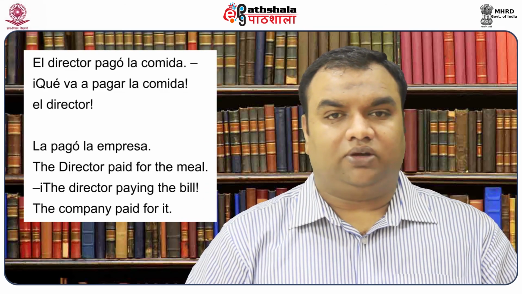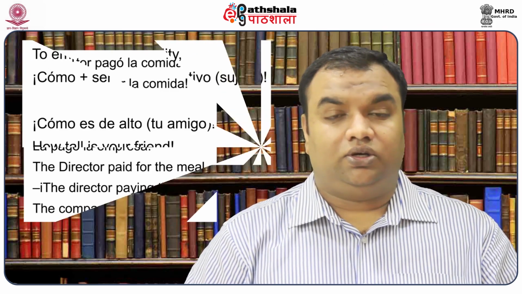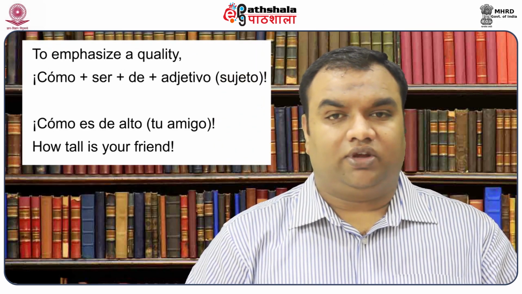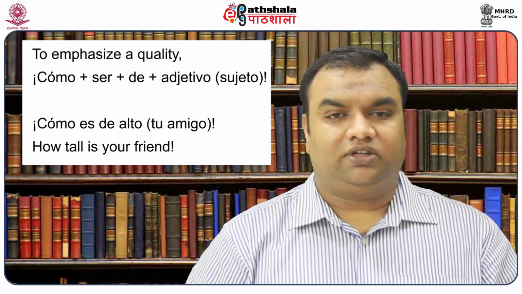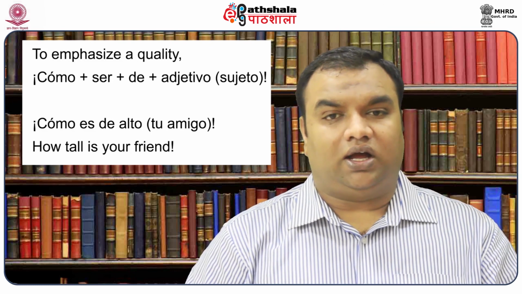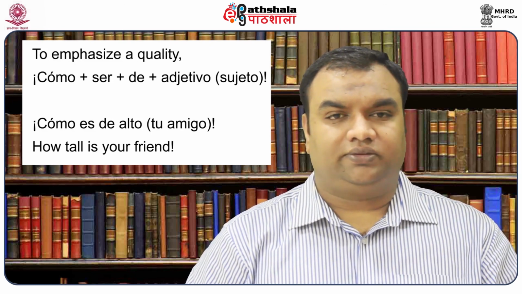El director pagó la comida. ¿Qué va a pagar la comida el director? La pagó la empresa. The director paid for the meal. The director paying the bill. The company paid for it. To emphasize a quality, you can use the following construction: cómo + ser + de + adjective. ¿Cómo es de alto tu amigo? How tall is your friend?